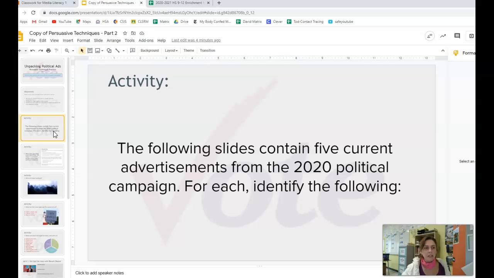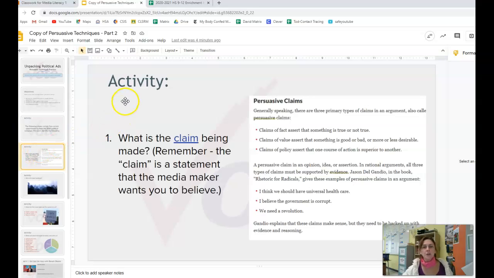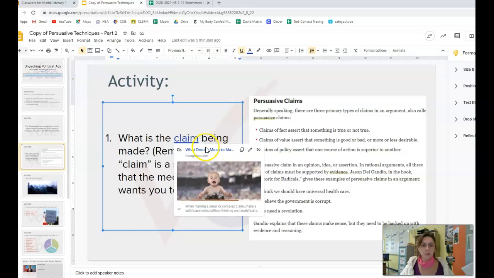So the activity we are doing has 5 current political advertisements, and for each you are going to identify the following. First, tell me what is the claim being made. Okay, remember, a claim is a statement that the media maker wants you to believe is a fact. So I copied and pasted from this particular website here, okay, this is my source. Instead of having you look at the entire article, I just highlighted some of it here, but if you want to see the whole article, just click.